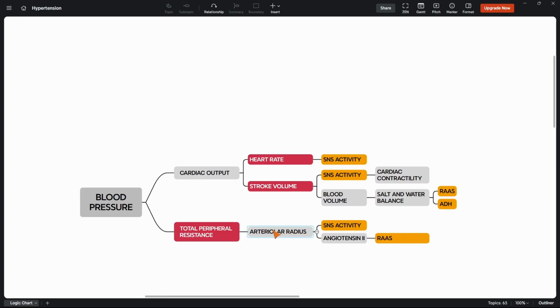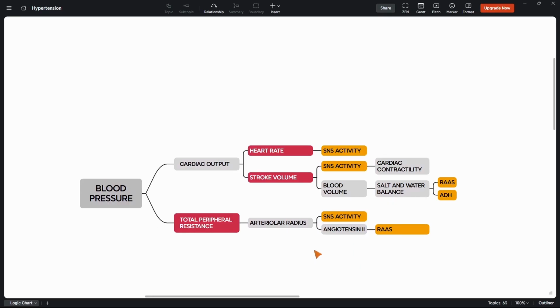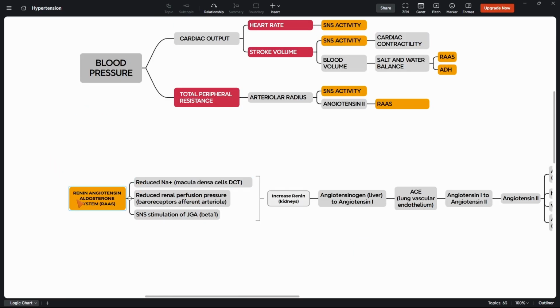The size of the arterioles is determined by the sympathetic nervous system. When you activate the sympathetic nervous system, it causes the smooth muscles in the vasculature walls to contract, thereby reducing the diameter of the arteriole, thereby increasing blood pressure. And the arterial radius is also influenced by angiotensin 2, which is part of the renin angiotensin aldosterone system. As the name suggests, angio referring to blood vessels, tensin referring to tension, and so angiotensin increases blood pressure. Next we'll go through the RAS, which is the renin angiotensin aldosterone system.